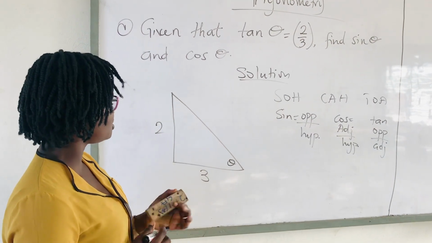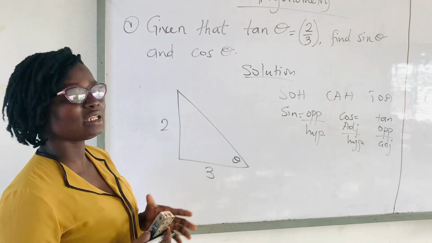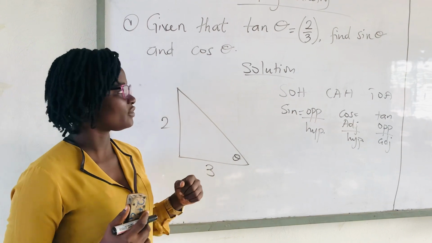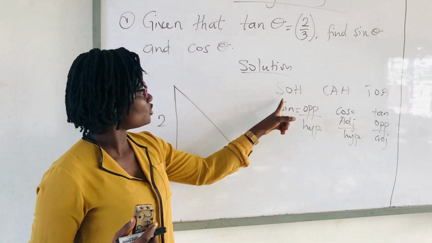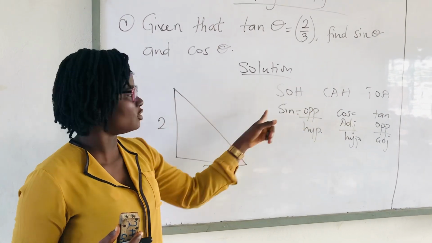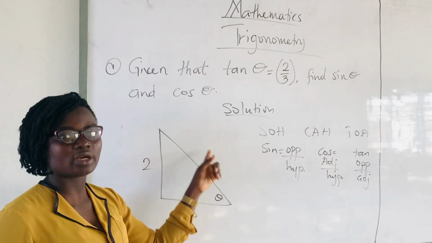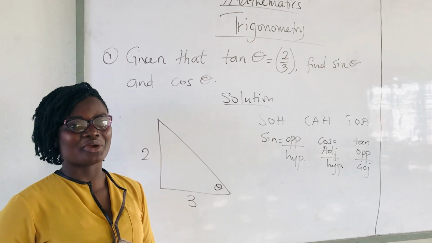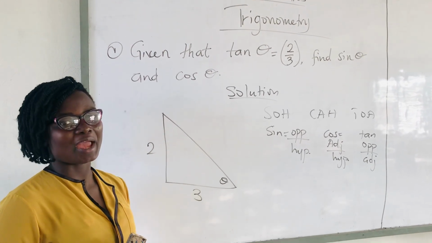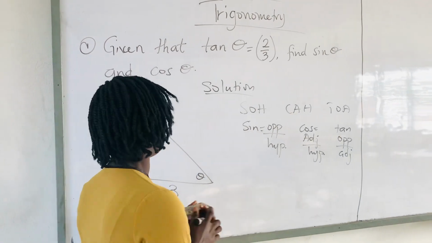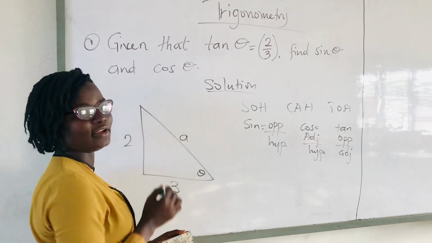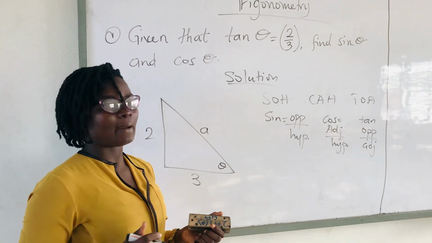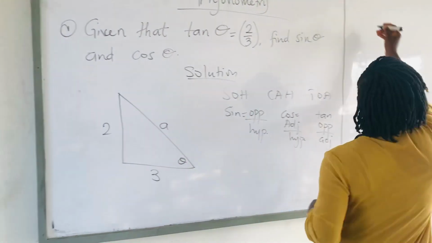So after positioning our numbers, the question now is find sin theta and cos theta. Sin is opposite over hypotenuse. But the hypotenuse is not given. So you have to use something called the Pythagoras theorem to find the hypotenuse. So let's do it together. Let's say this side is a. Let's represent it with a variable. So after representing with a variable, we now apply our Pythagoras theorem.